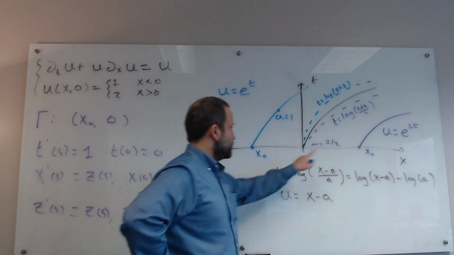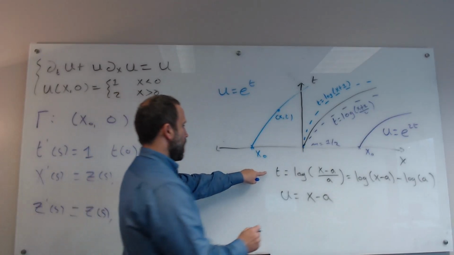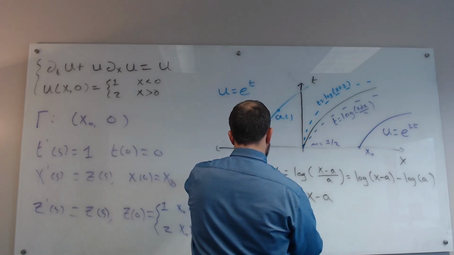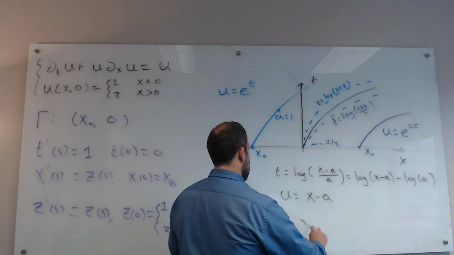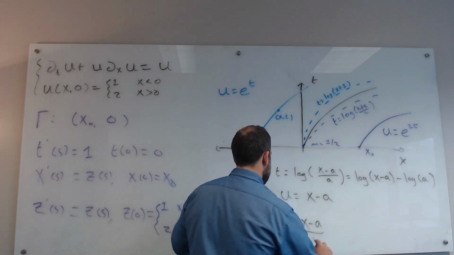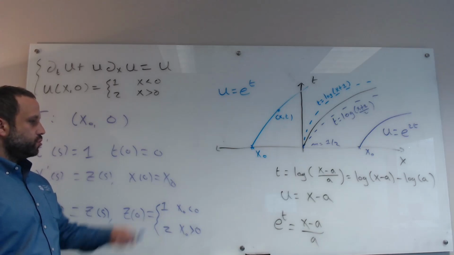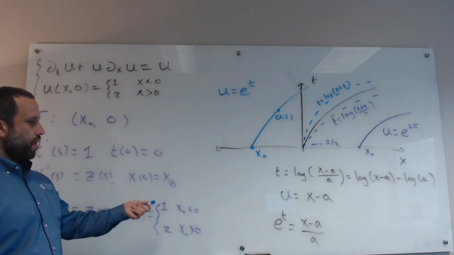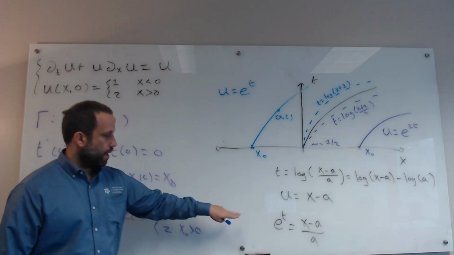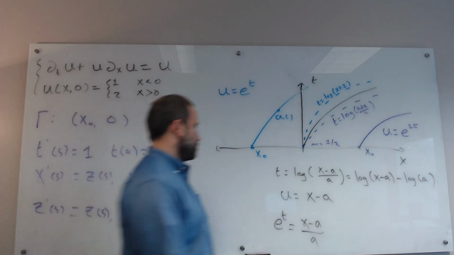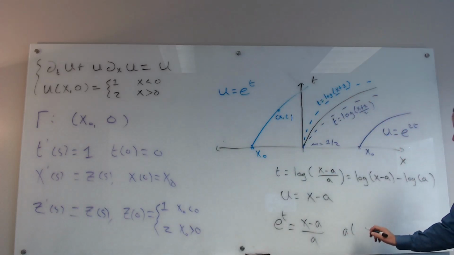Well, if I look at this equation right here, maybe the easiest thing is just to exponentiate both sides. And on the left-hand side, I'm going to have e to the t. And on the right-hand side, I'm going to have x minus a over a. Again, my goal here is to solve this equation for a. So whatever method you want to do, that's fine. I'm going to multiply both sides by a and then add a. So we get a times 1 plus e to the t.